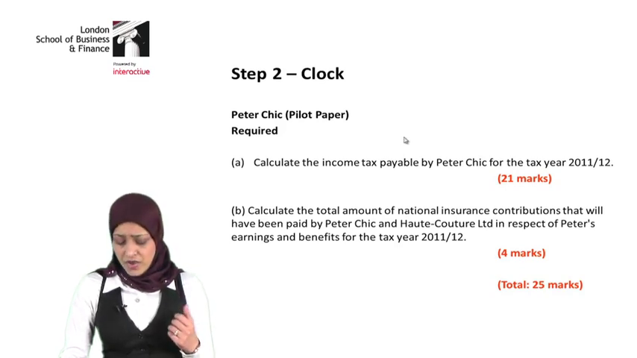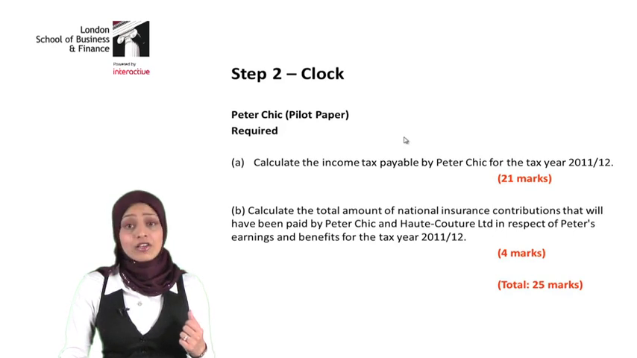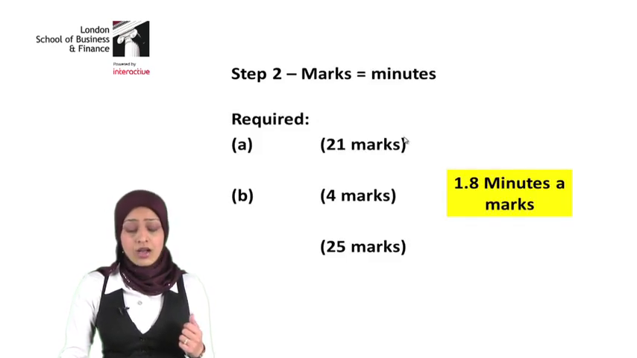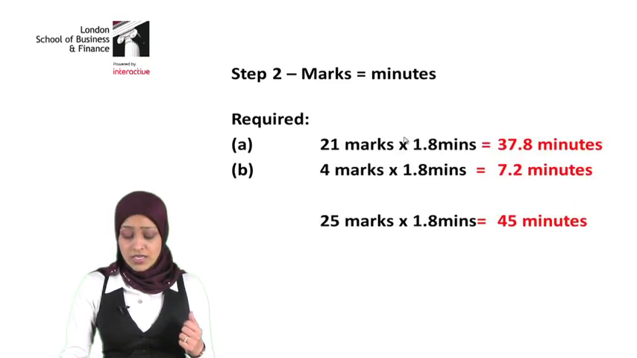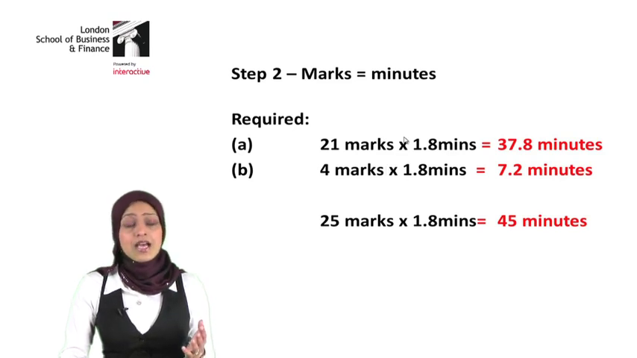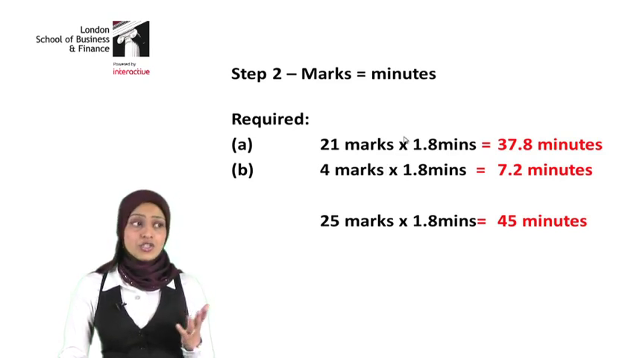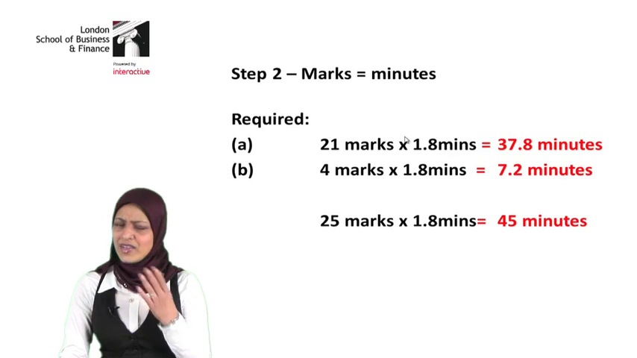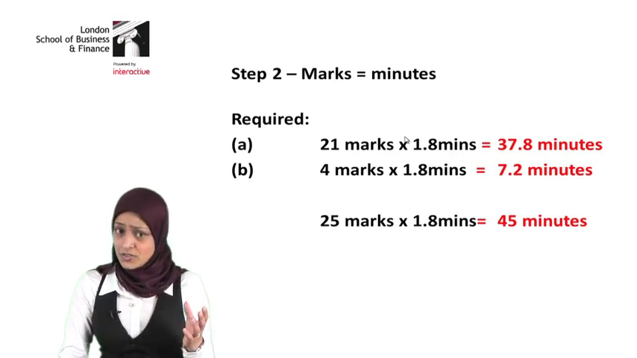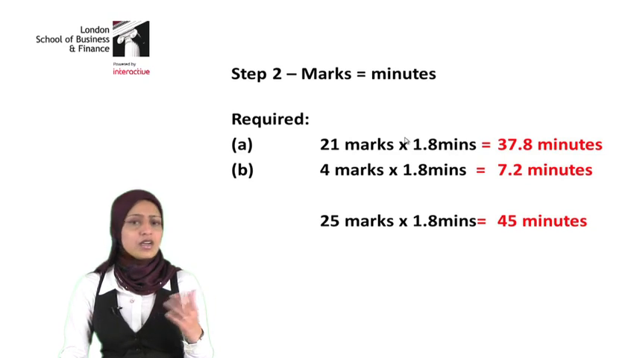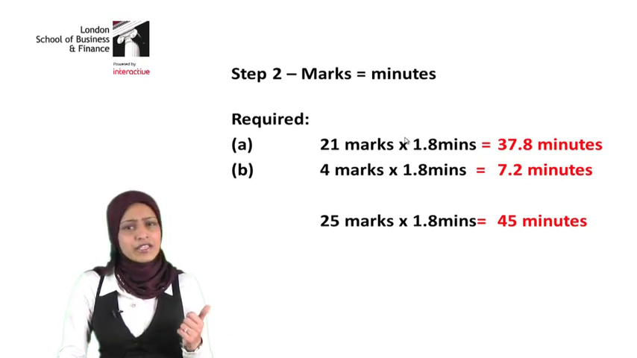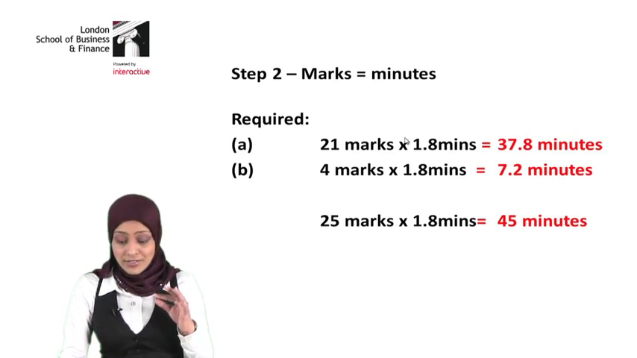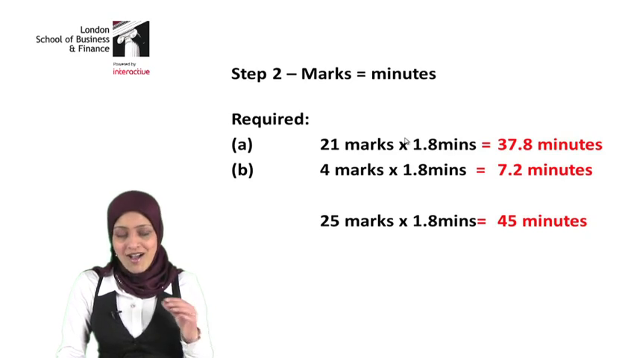So if I look at these marks and do some calculations, for a 21 mark question, I've got 37.8 minutes. For a 4 mark question, I've got 7.2 minutes. Now, of course, I've done these calculations to the decimal points, but say, for instance, you've come up with 37.8, there is no harm in going up to 40 minutes, really. Looking at the 4 marker, spending 10 minutes on that is perfectly fine. You don't necessarily need to stress yourself out to make sure you have spent just 7.2 minutes on it.